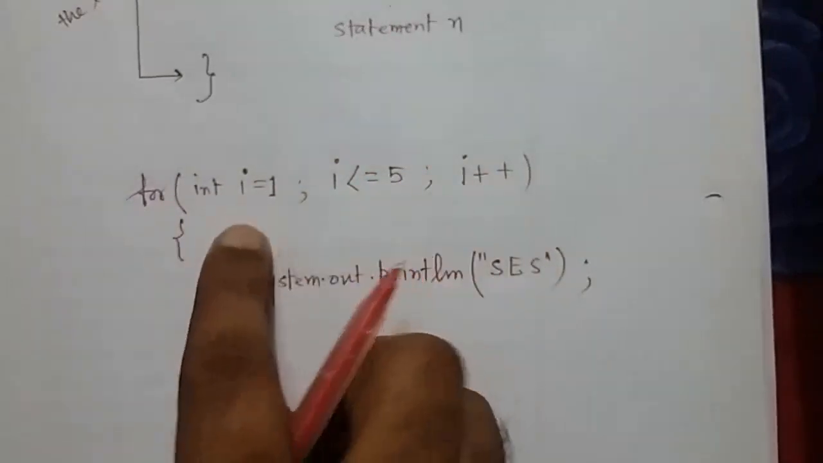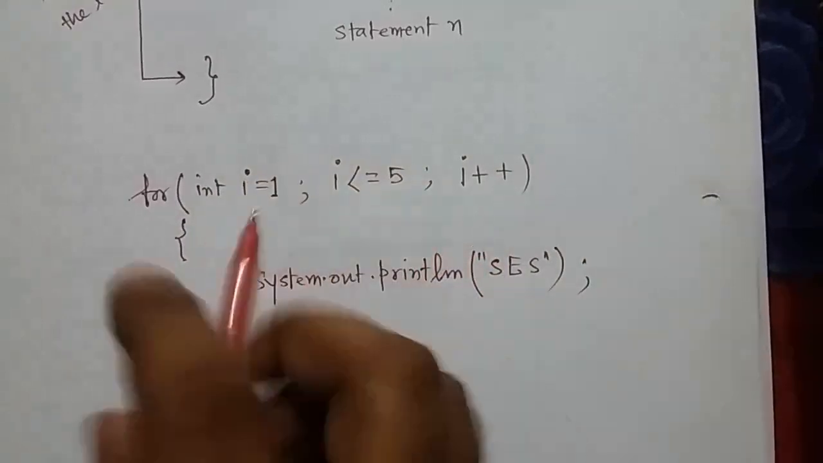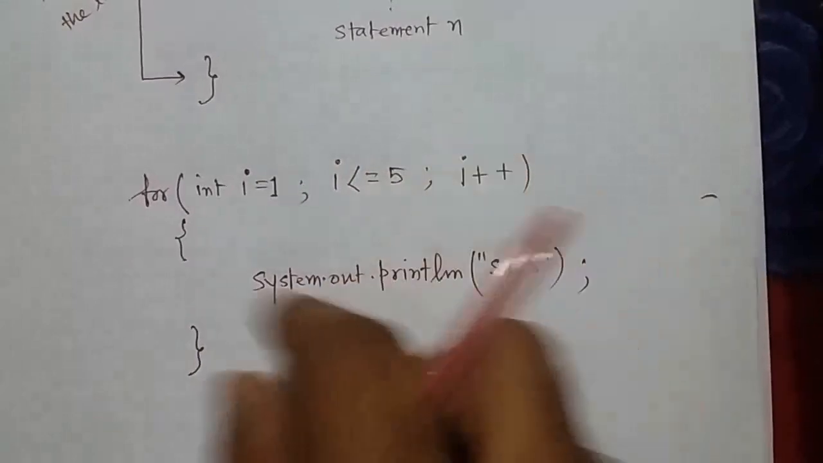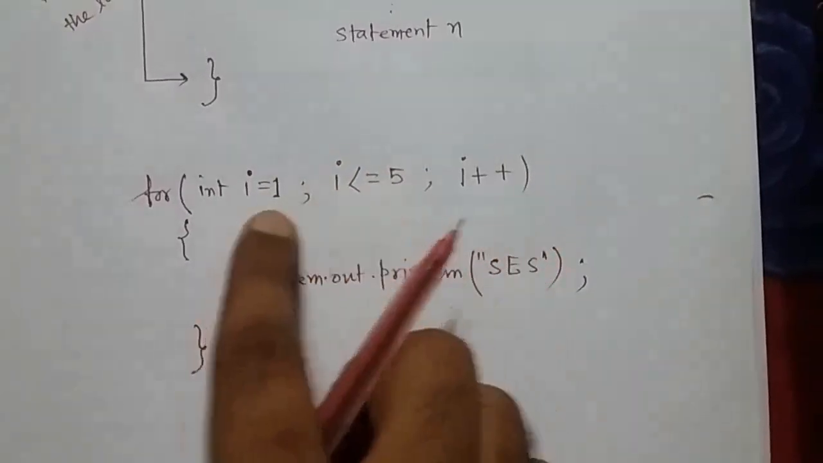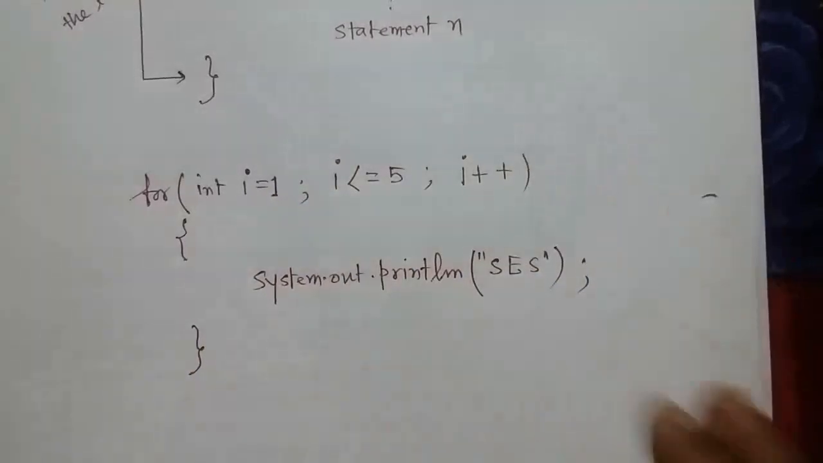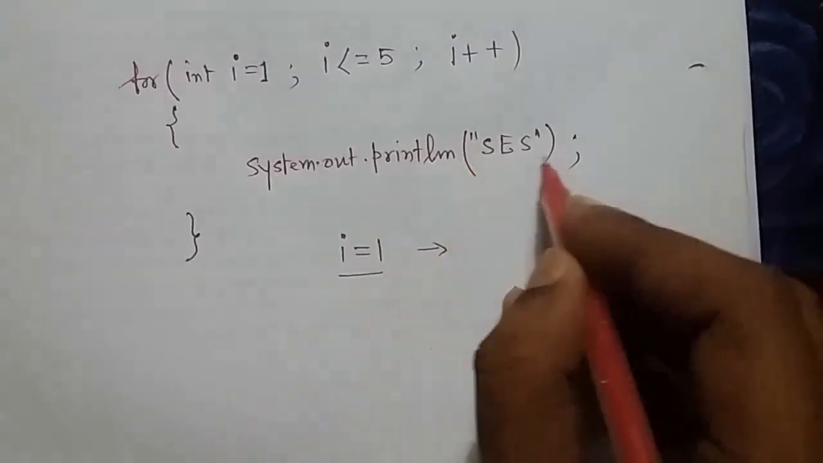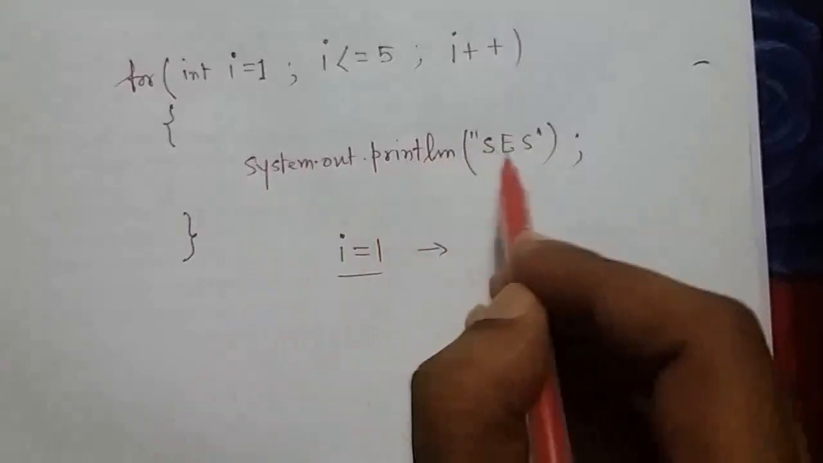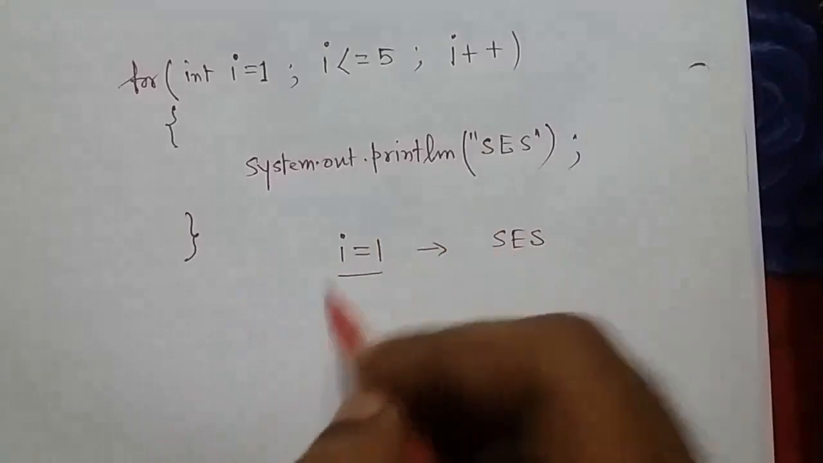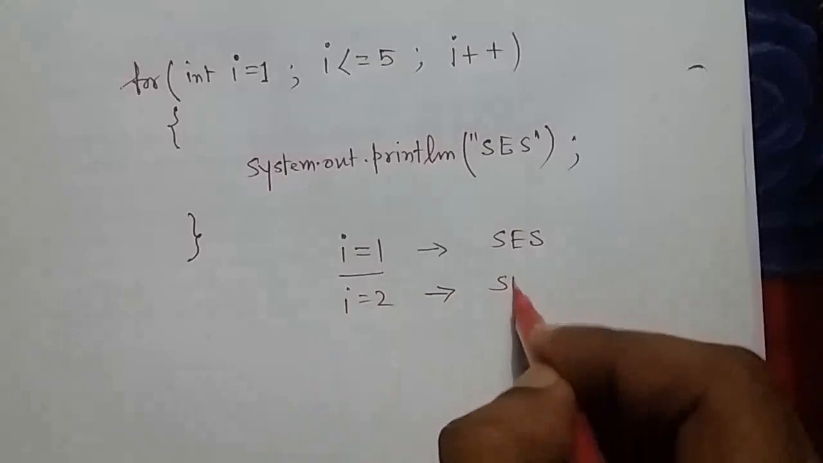So whenever this loop will be executed, at that time, you can see here the number of iterations will be 5, because the initial value of i is 1 and it is getting incremented by 1 after every iteration. So the last value of i is 5, so total number of iteration will be 5. So for i equals 1, SES will be printed. That means System.out.println statement will be executed. Next, the value of i will be 2. So for i equals 2, again SES will be printed.